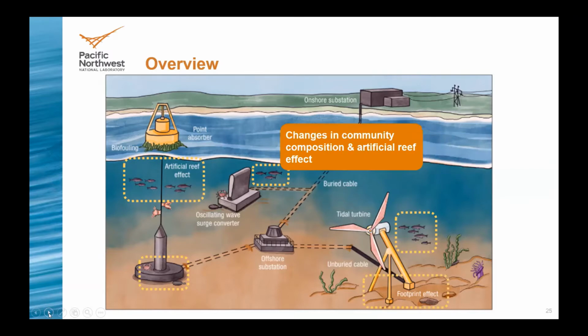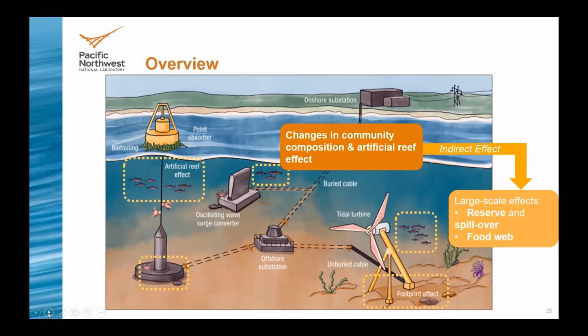Next slide. And so the colonization, the artificial reef, all these effects can lead to changes in communities on the devices themselves, in the surrounding habitats, either on the sediment or in the sediment, or even the water column around. And those have indirect effects. Thank you, Debbie. Those indirect effects are expected more at a larger scale.